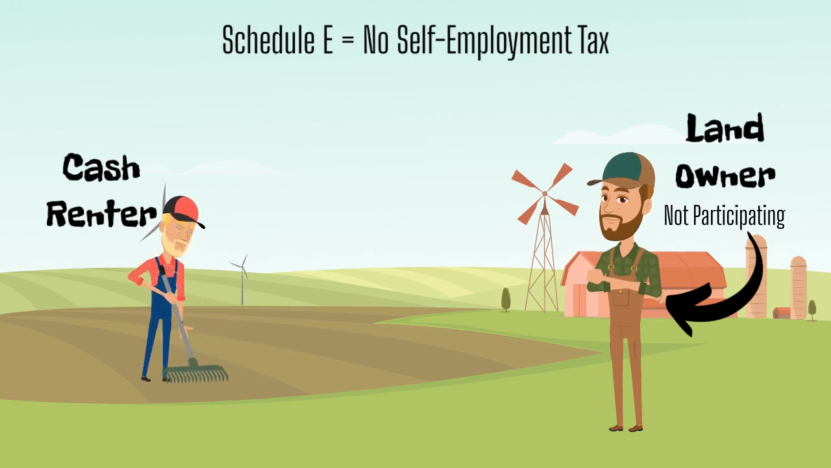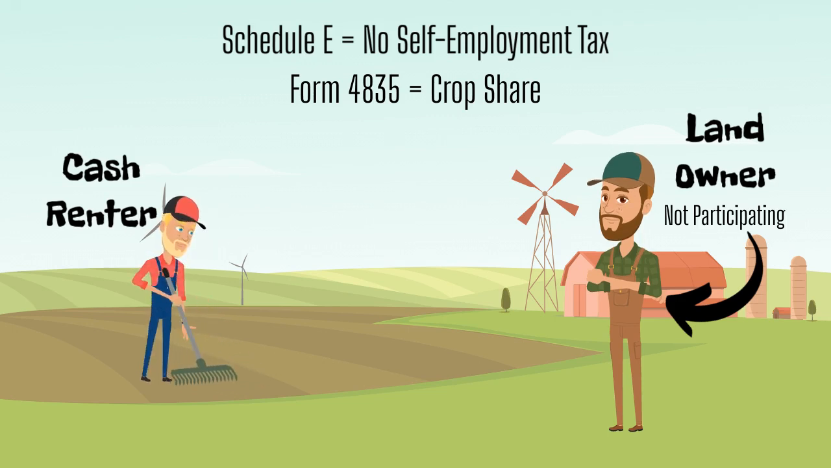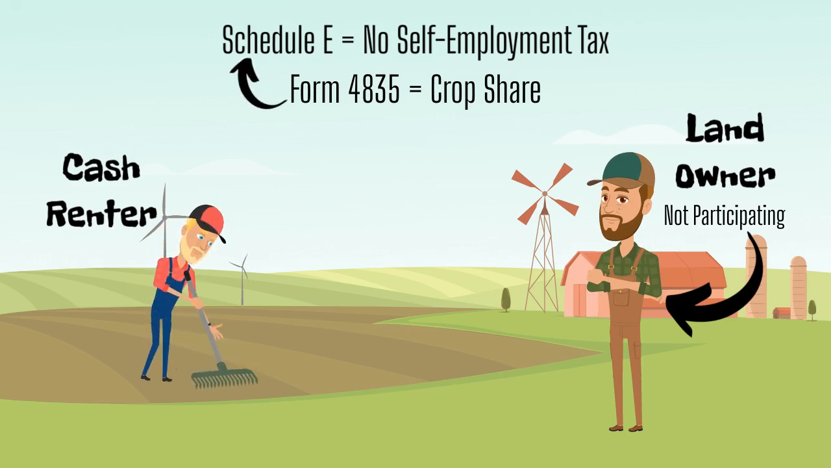Same goes if you crop share and do not materially participate. Then this income will be reported on a Form 4835 in the year that you convert the shares to money. The Form 4835 net income or loss will carry over to the Schedule E, which again isn't included in self-employment income.